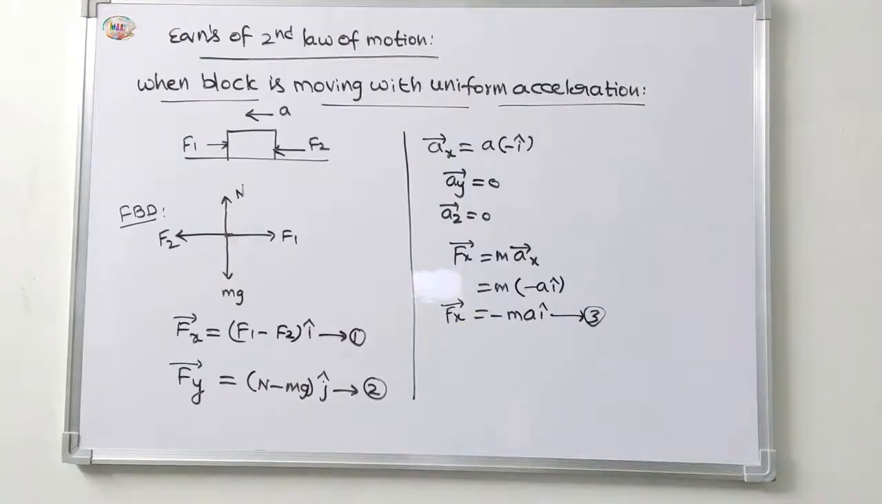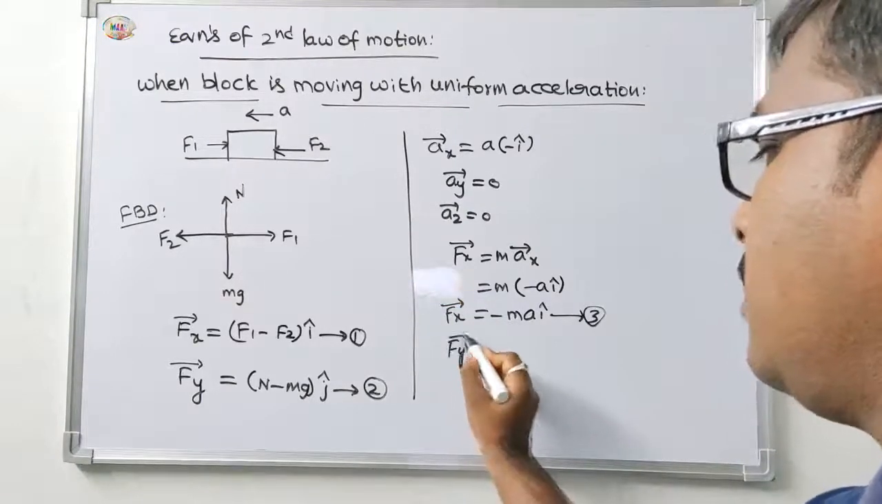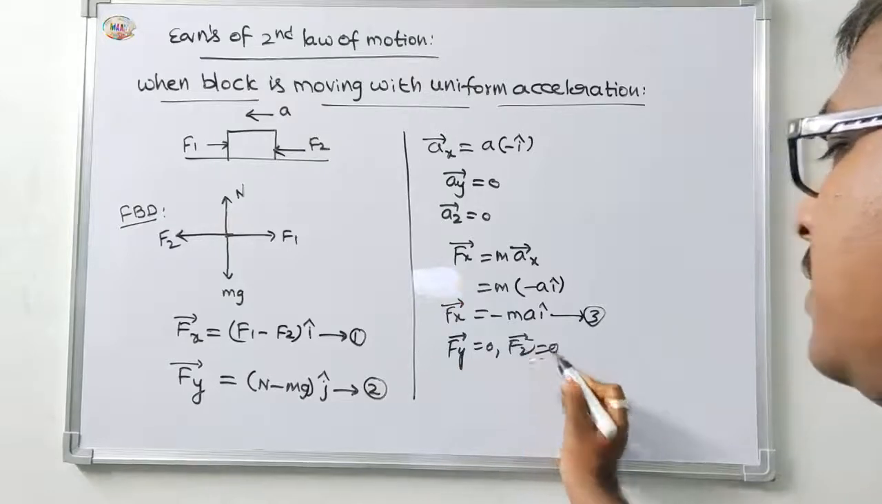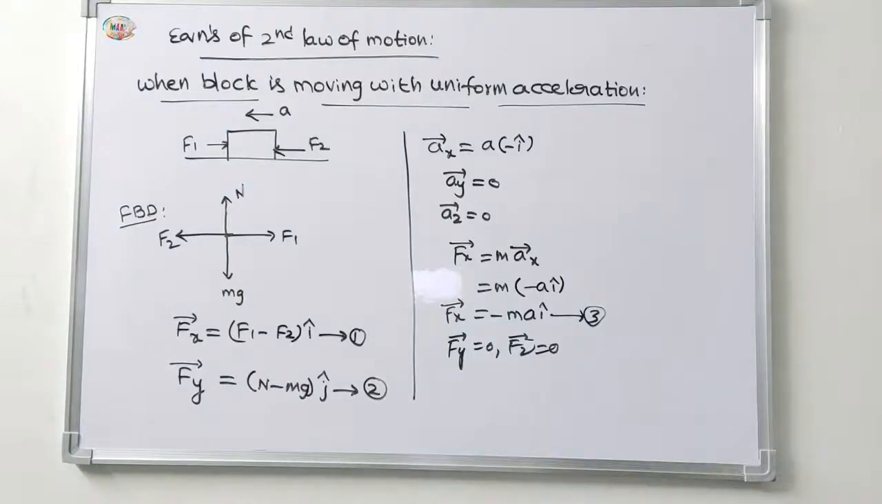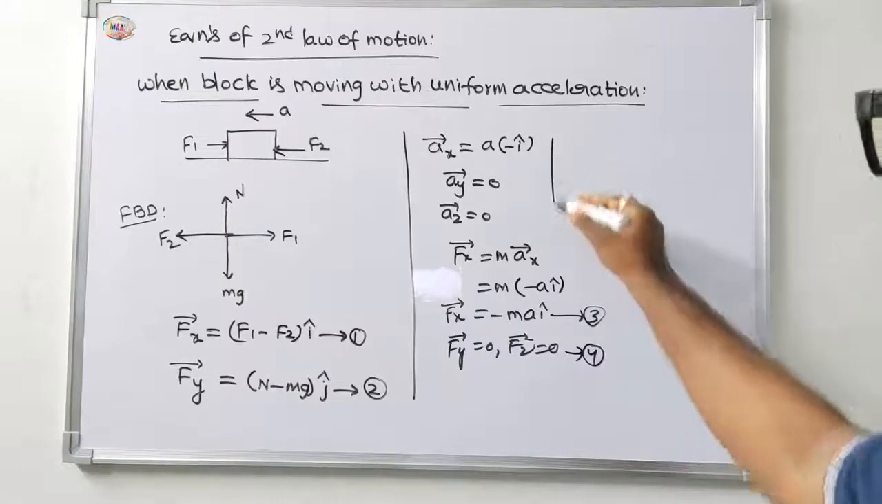Next, similarly, Fy is equal to 0 and Fz is equal to 0. This is equation number 4.